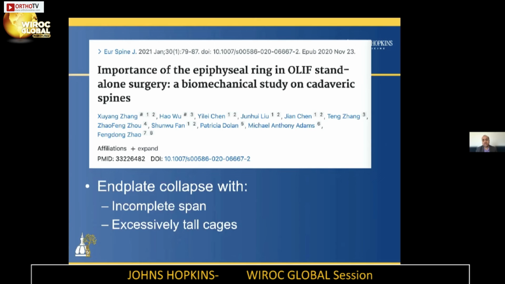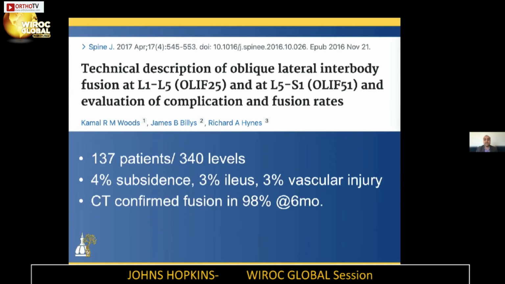It's important to also select the appropriate implant and think about where you're going to place the implant and how you're going to do it. End plate collapse can be a real problem because that can result in subsidence. So it's important to span the entire width of the apophysis. End plate collapse is most associated with incomplete span as well as excessively tall cages. If you put physiologically abnormal cages that are much taller than the adjacent levels, then that can be a problem. And if you do this right, this can actually be a very good surgery.